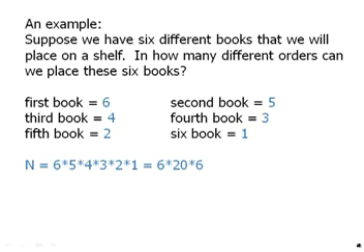Now we can simplify this a little bit. The 3 times 2 is 6, the 5 times 4 is 20, 20 times 6 is 120, and 6 times 120 is 720. And that's how many different orders, that's the number of different orders in which we can put these books.